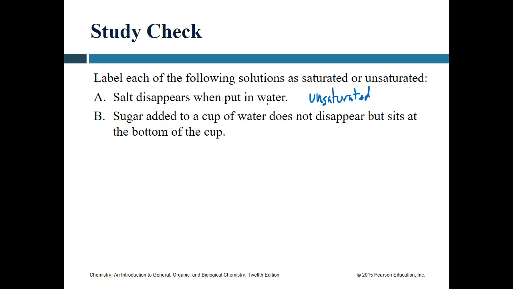If it were saturated, it would be like letter B. Where we take sugar into water, we attempt to stir it up, but it all settles to the bottom. No more sugar can dissolve, which must mean that we are at the saturation limit. It's a saturated solution.